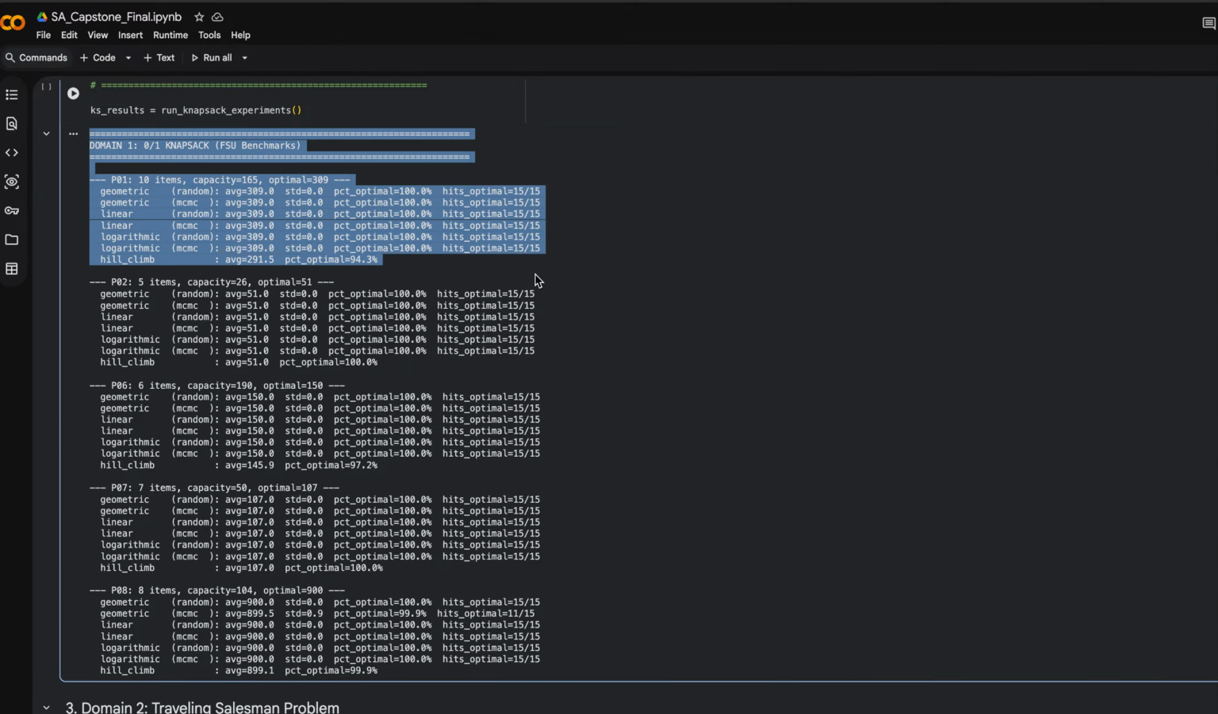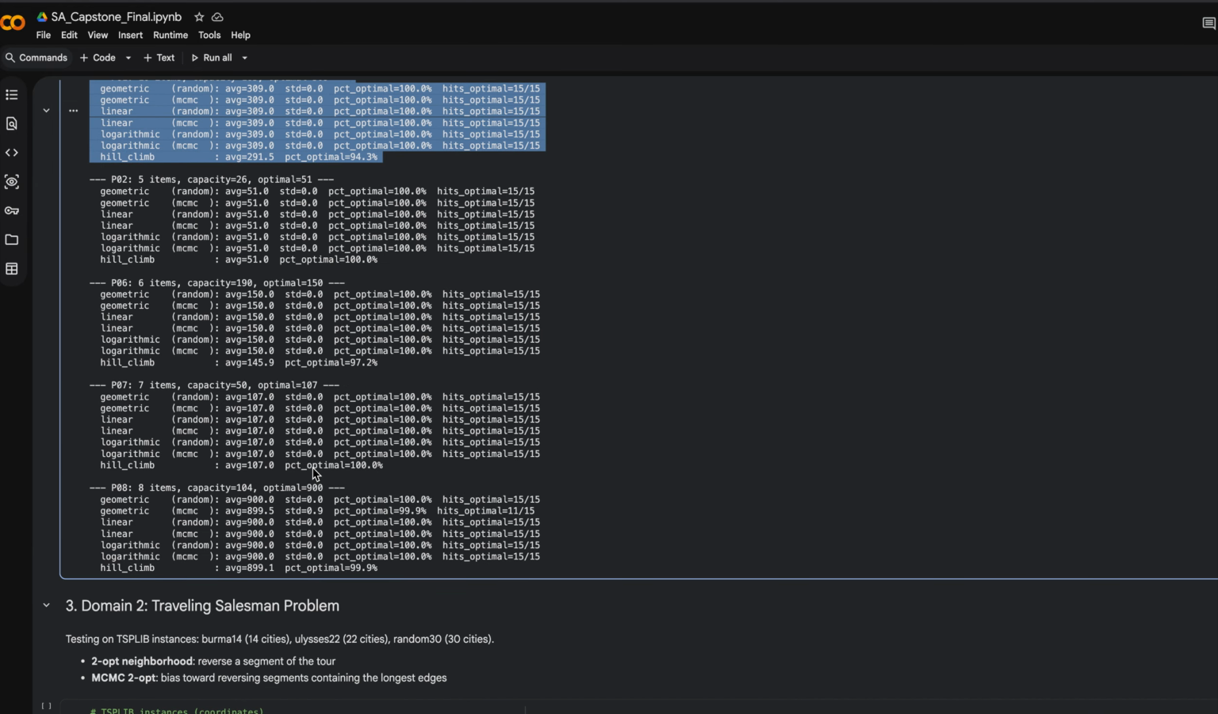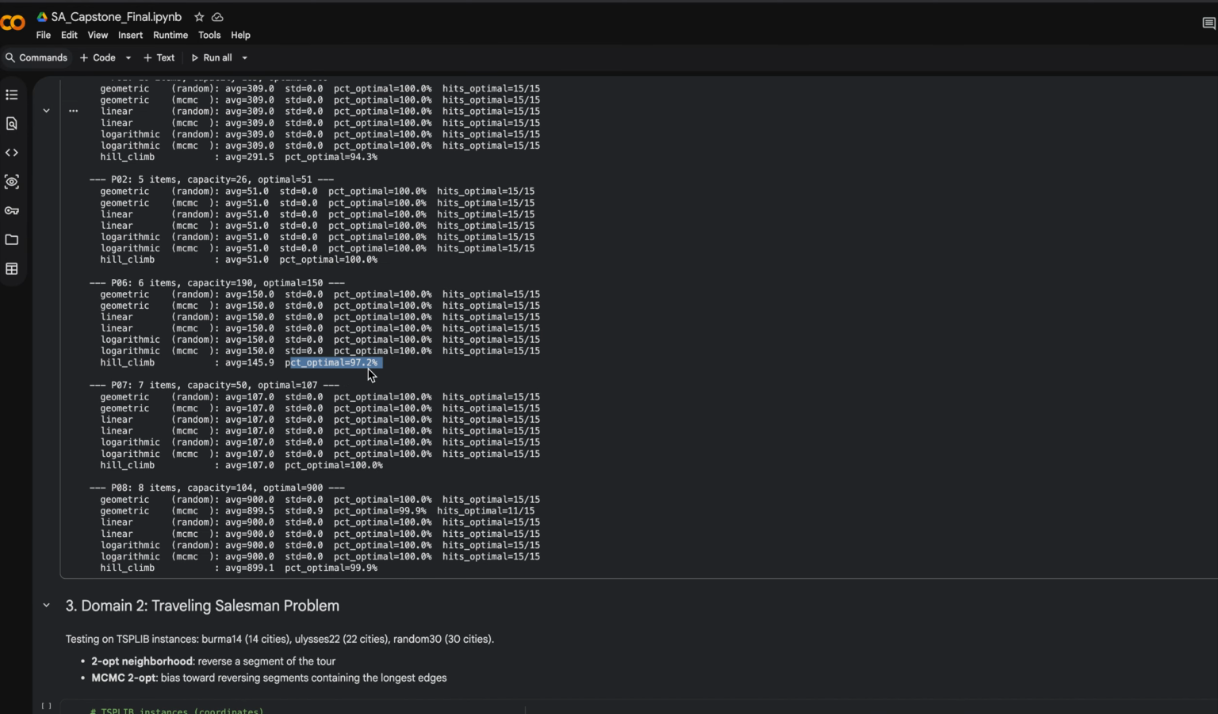And over here you can see SA hits 100% on everything. Hill climbing drops to 94.3 on P01 and 97.2 on P06. P01 has 10 items and tight capacity. There are local optima where swapping one item makes you infeasible, but the global optimum requires a different subset entirely. SA navigates through those by temporarily accepting worse solutions. The t-test gives p equals 0.005.